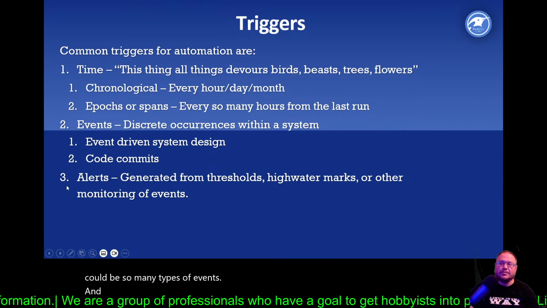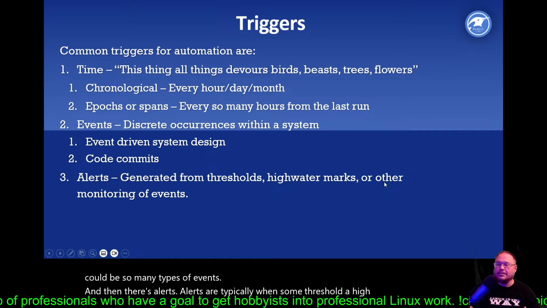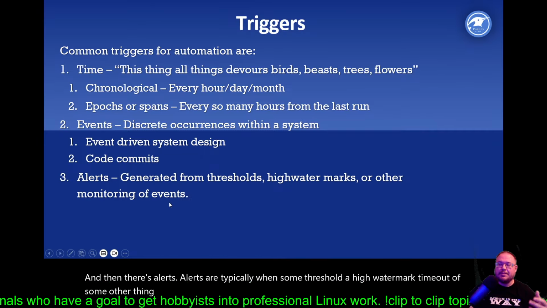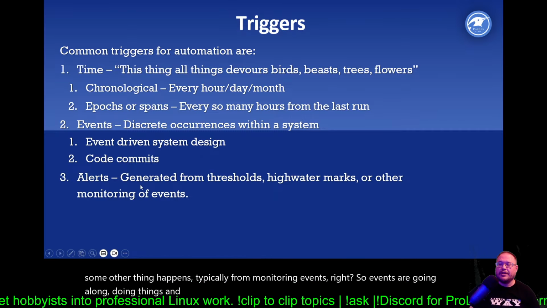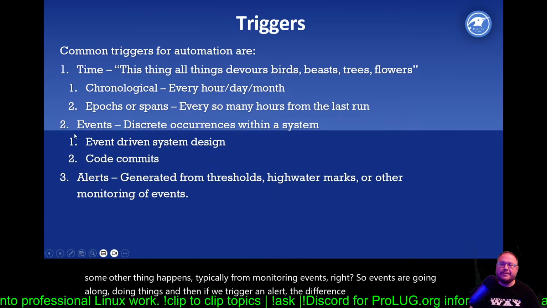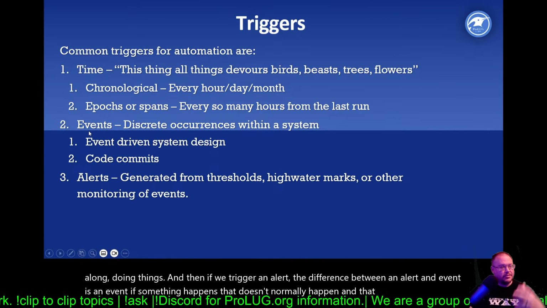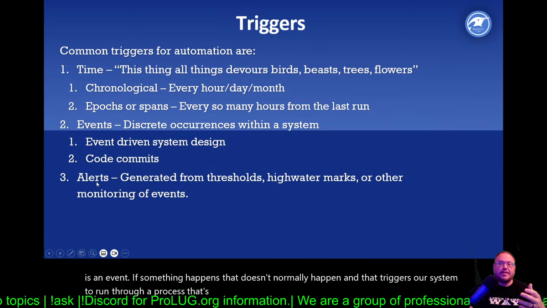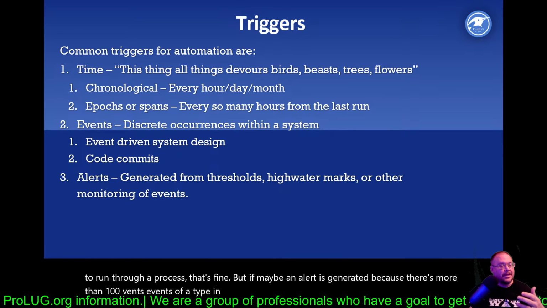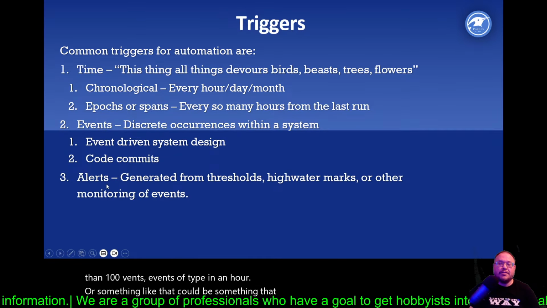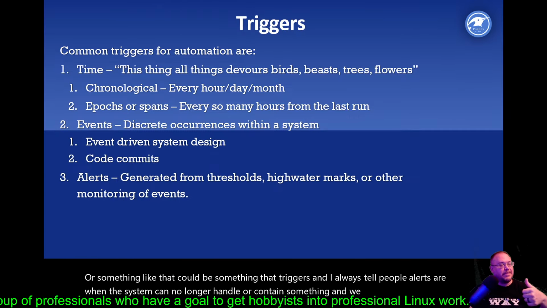And then there's alerts. Alerts are typically when some threshold, a high water mark, timeout or some other thing happens, typically from monitoring events, right? So events are going along, doing things, and then if we trigger an alert, the difference between an alert and an event is, if something happens that doesn't normally happen and that triggers our system to run through a process, that's fine. But maybe an alert is generated because there's more than 100 events of a type in an hour or something like that, and that could be something that triggers. And I always tell people alerts are when the system can no longer handle or contain something and we have to send something outside of the system.